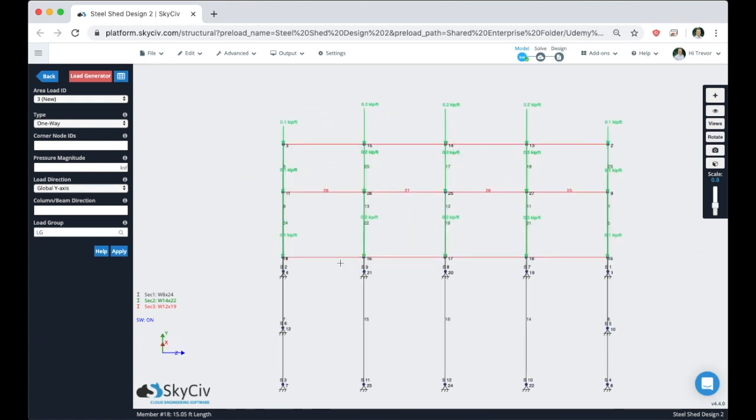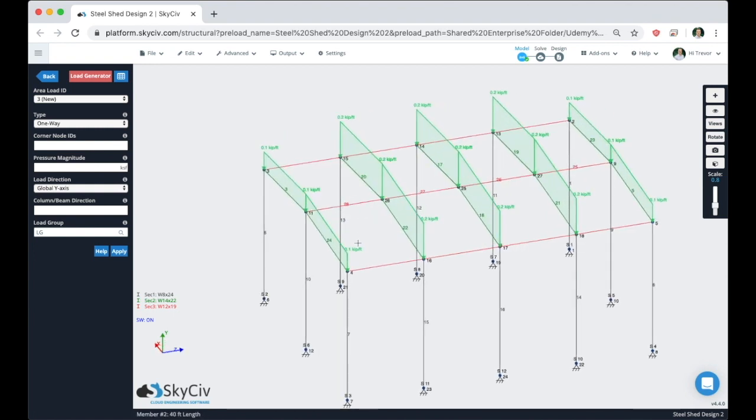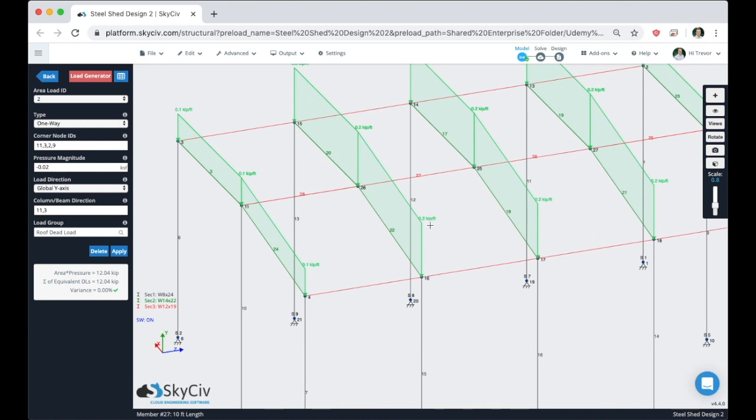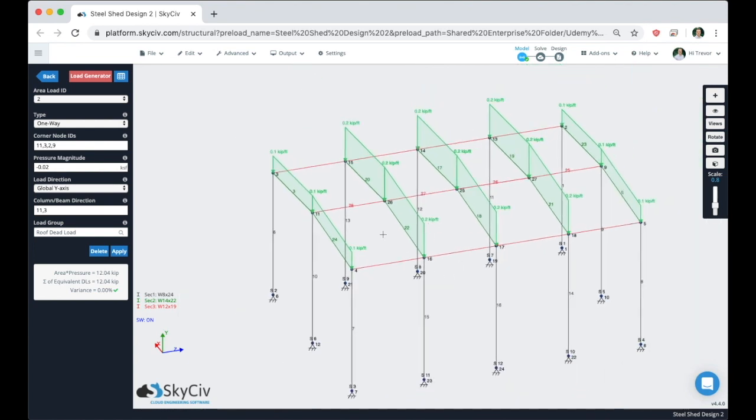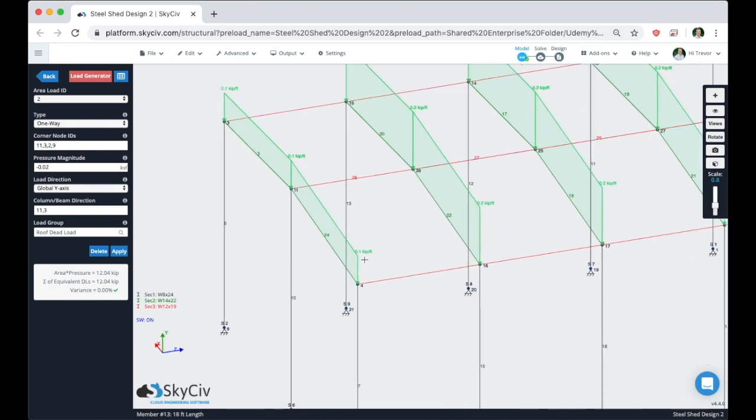And you'll notice that you can check the correctness here by hand. You can calculate the tributary width of these members and then multiply that by 20. And we know that these are spaced at 10 feet, so we know that the distribution is correct because it's 10 feet of tributary width multiplied by 20 PSF gives us the 0.2 kip per feet. And we know that on the end it's also correct because it has half the tributary width, only 5 feet of this width, and that's multiplied by 20, and that's where we're getting the 0.1 kip per feet.